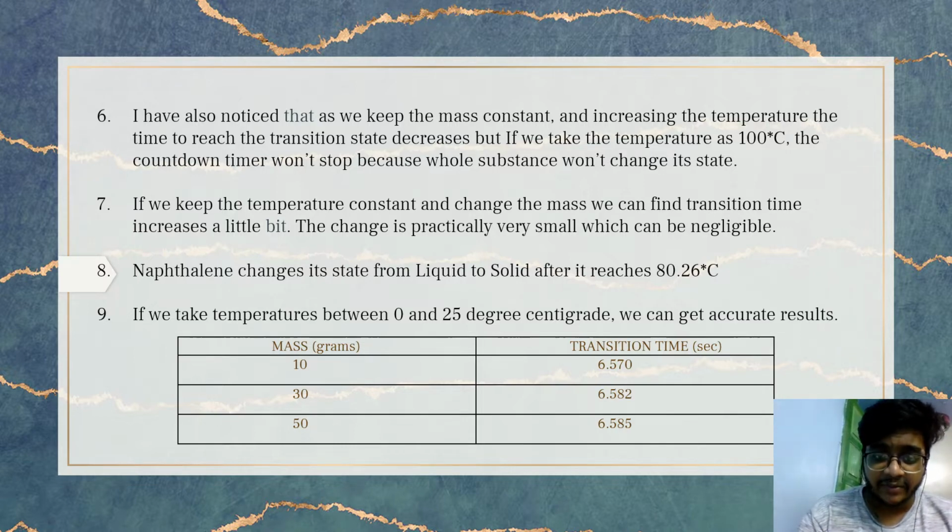Naphthalene changes its state from liquid to solid after it reaches 80.26 degrees Celsius, which is the melting point of naphthalene. We can get accurate results if we take temperatures between 0 and 25 degrees Celsius.